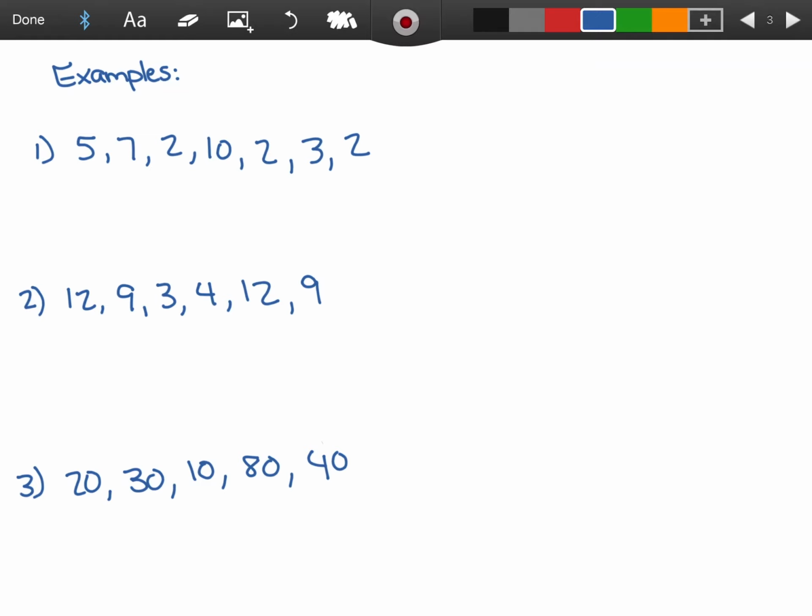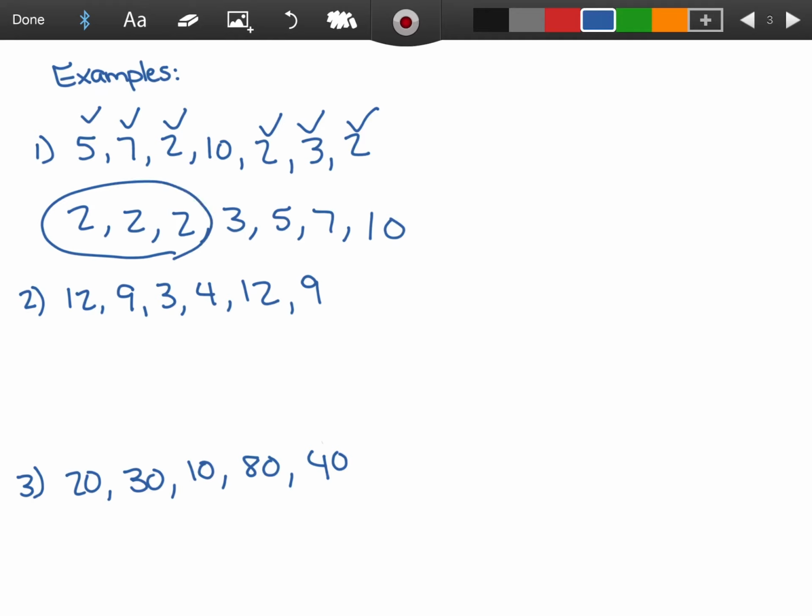So here's a couple examples. Like I said, you're always going to start with ordering the data from least to greatest. So number 1, we've got 2, 2, 2, 3, 5, 7, and 10. And if I'm looking at these numbers, the one that occurs the most often looks like it's going to be 2. It occurs 3 times. The other numbers only occur once. So the mode for number 1 would be 2.